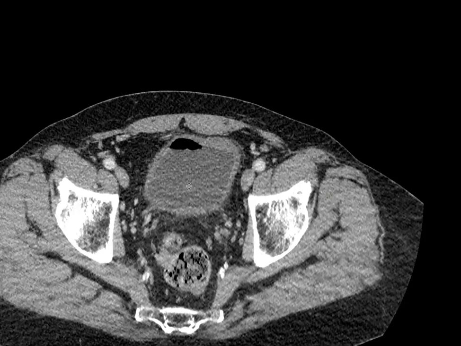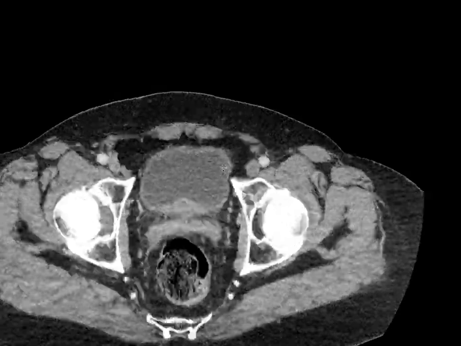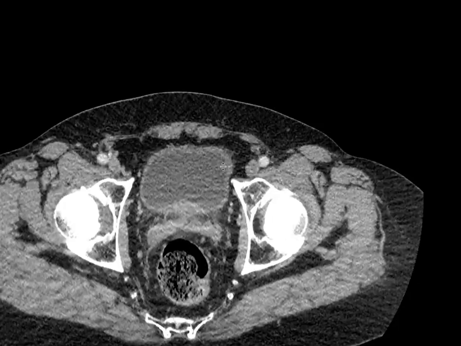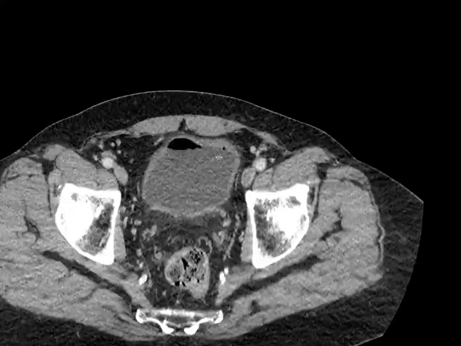Now, when you see gas within the bladder, we think that that can sometimes be associated with a urinary tract infection. It can be most commonly from recent instrumentation. So if a person's had a Foley catheter within there, gas is very commonly seen within the bladder.